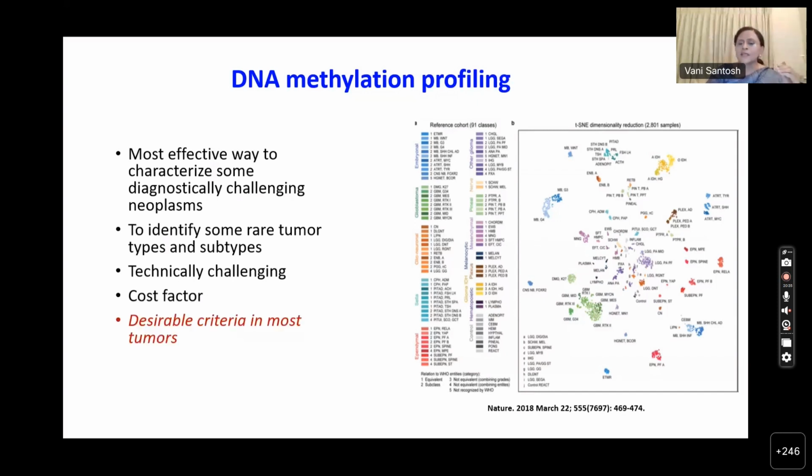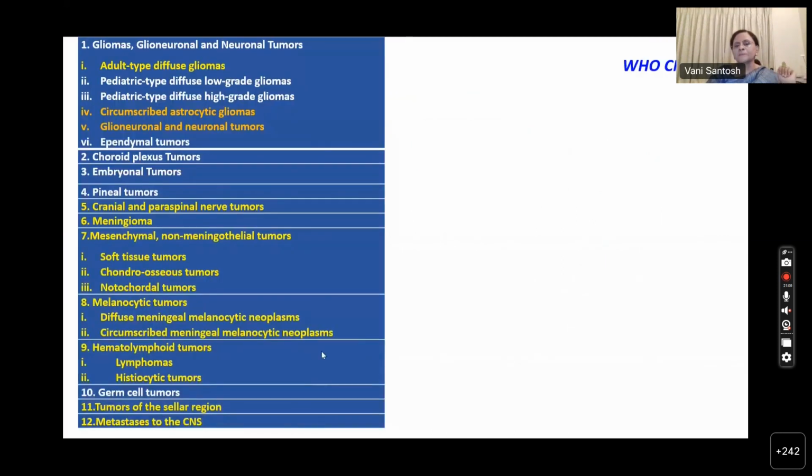So what WHO CNS5 has done is, it has made DNA methylation profiling a desirable criterion for most of the tumors. It's not essential. It is essential for very few tumor types. I've given just two examples. One is high-grade astrocytoma with pilocytic features, and one is a new tumor type known as the diffuse glioneuronal tumor with oligodendroglioma-like features and nuclear clusters. You don't have to remember this. Just remember that it is an essential criterion only for few tumors and a desirable criterion otherwise. We still can make the diagnosis without this DNA methylation profiling.